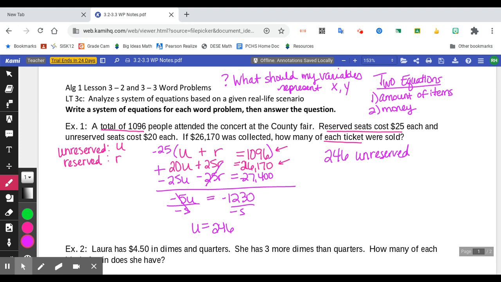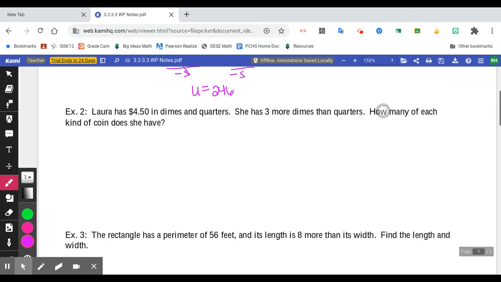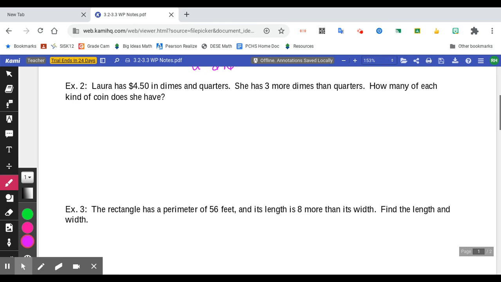Okay? Well, if there's 246 unreserved, we can take 1,096 minus 246, and that equals 850, which means there are 850 reserved tickets. And there would be our answer. We solve for X and Y, or R and U in this case. Okay, so making two equations and then using substitution or elimination to figure out what the variables are equal to.